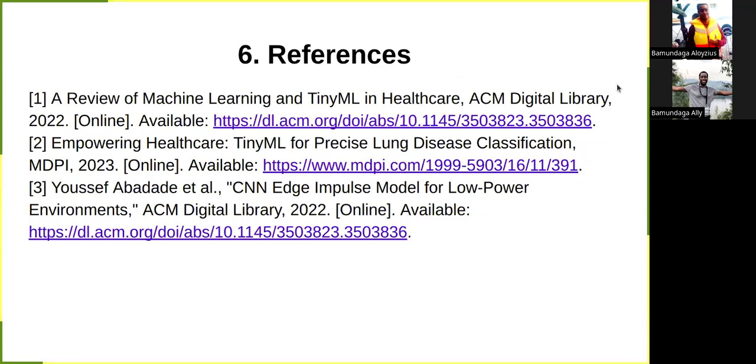Yes, so if we continue, we shall see the references there. Now, the first is a review, and then the second is this empowering healthcare, tiny ML for lung disease classification, which is pulmonary, just like TB. And then after, we shall see a group of team of CNN energy-efficient models for low power environments. So these are all tiny ML references, just like you see. We shall now shift to the dataset. Just a minute.